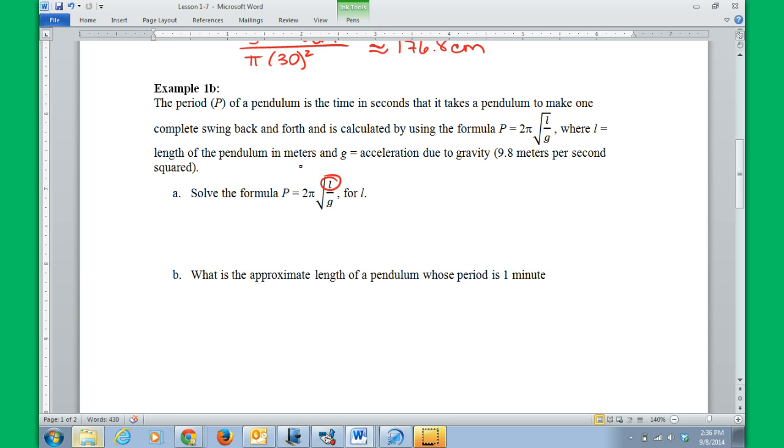So looking at this, it's going to take more than one step. You can think of the square root as a grouping symbol. What's happening outside of that square root that I can get rid of right away? The 2 pi. And it's being multiplied to that side. So to undo a multiply, I'm going to divide both sides by 2 pi, so that I can cancel that out right there. Now I have p over 2 pi equals the square root of L over G.